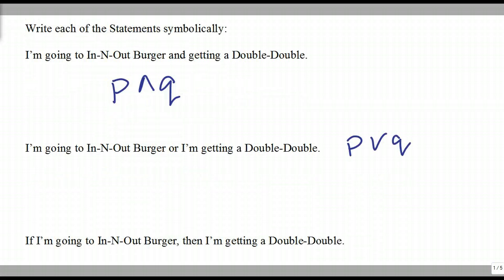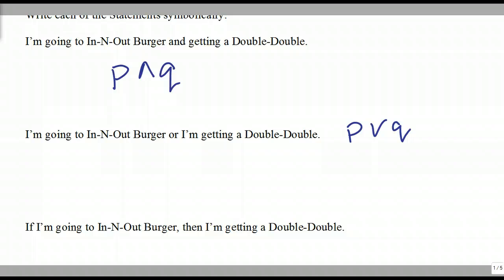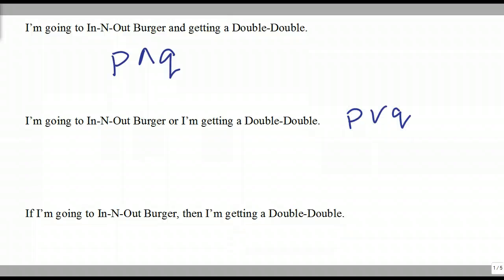Okay. Now the next one is new for you today. If I'm going out to the In-N-Out Burger, then I'm getting a double-double. That's going to be a P and then an arrow Q, because of the if and then statement there. And that's what you need to look for.